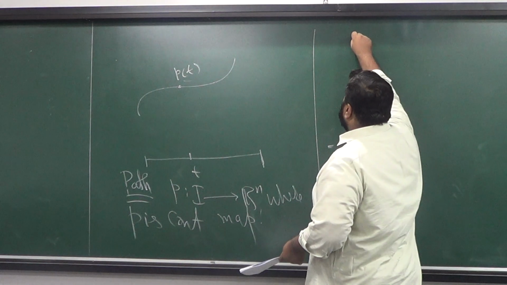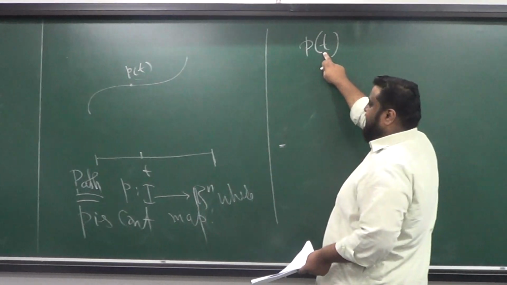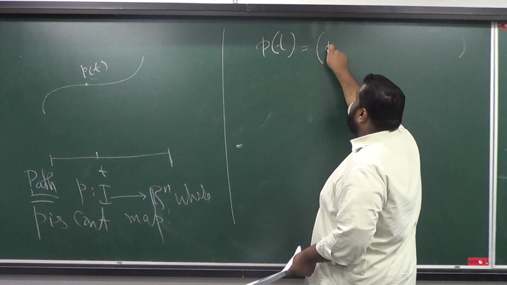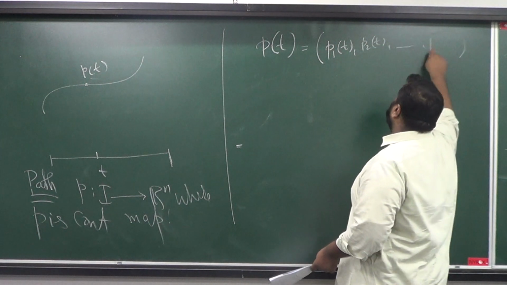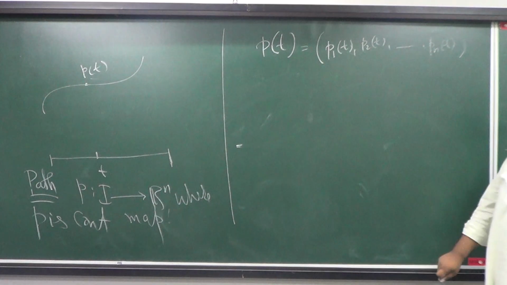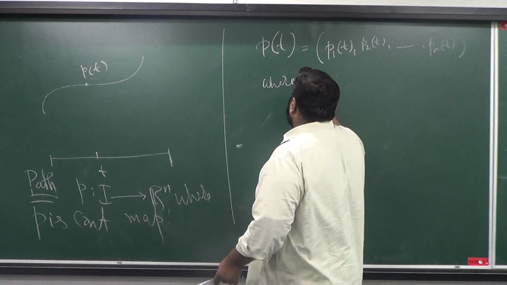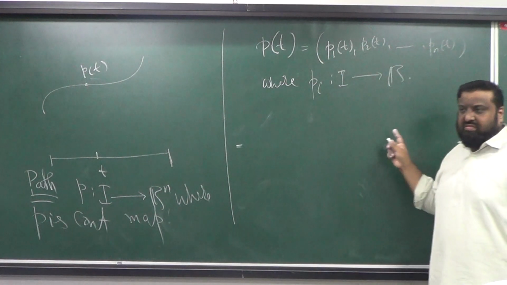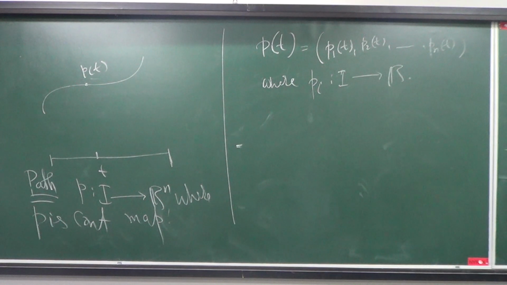So let's try to compute the Frechet derivative of the path. In general, a path is going to look like what? It's going to swallow an instant t and give me a vector in Rn, which is going to have some components. Let's call those components p1 of t, p2 of t, and say pn of t. Where these pi's are what? These pi's are maps from I into R. So these are numbers.